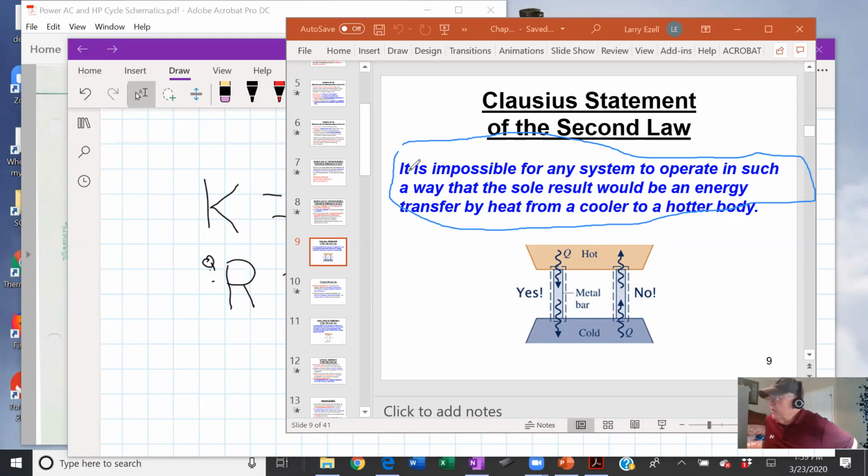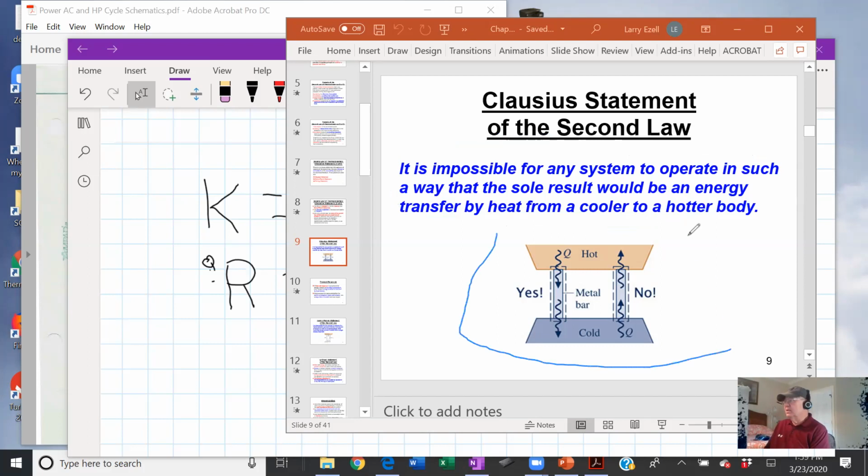It is impossible for any system to operate in such a way that the sole result would be energy transfer by heat from a cold body to a warmer one. All right, let's take that off.